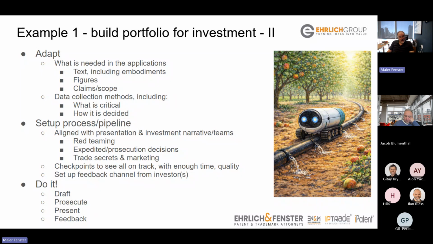Now we get to the actual process where we're going to execute. So there's 2 parts to it. One is we have to figure out what do we need in these applications. Okay, what embodiments, what figures? Remember, we want to make an impression on the investors. The figure I have here on the right is not going to make an impression on the investors. What kind of claims do we need to see?